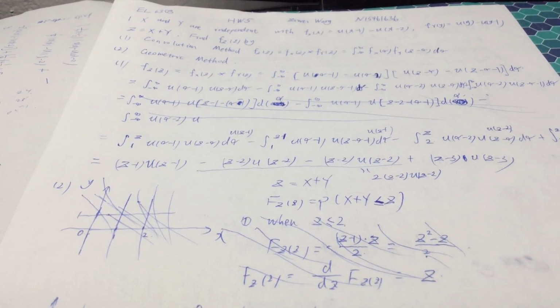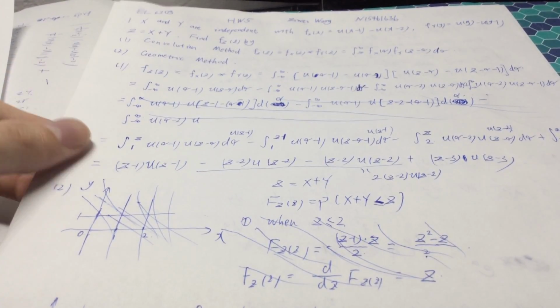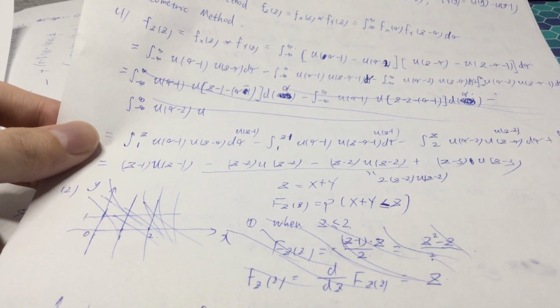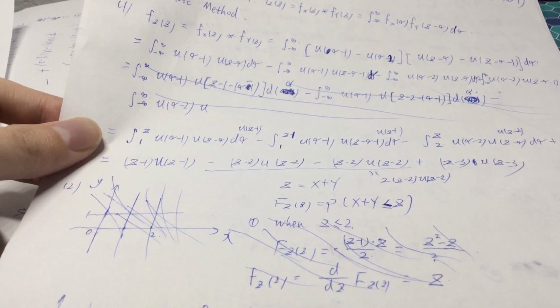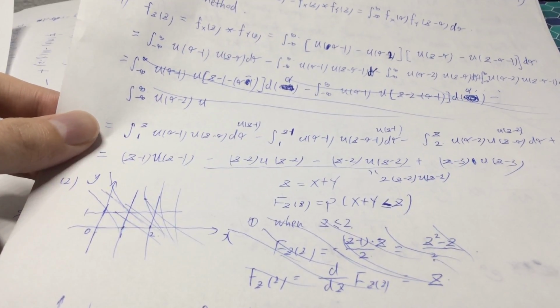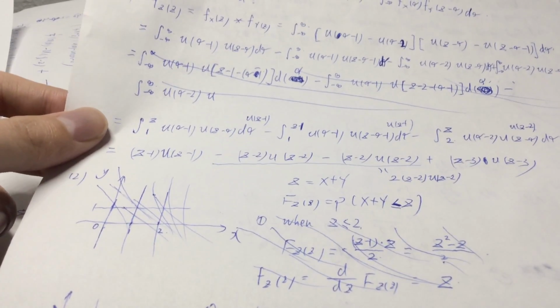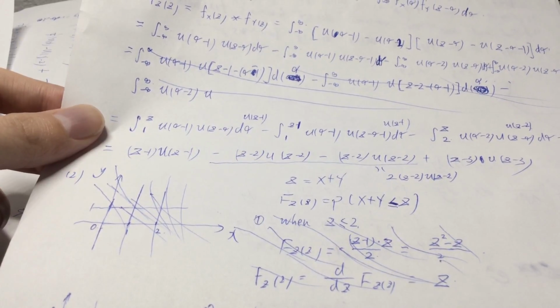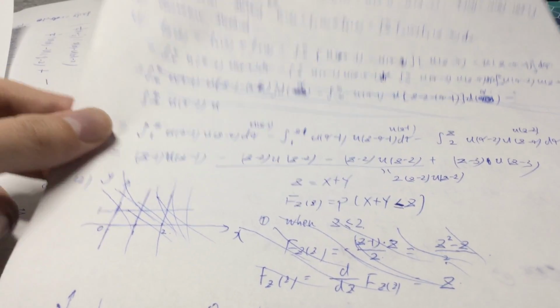So hello everyone, this is the probability and stochastic homework 5 question 1. And in this question, it requires you to derive the consequence in two different methods.